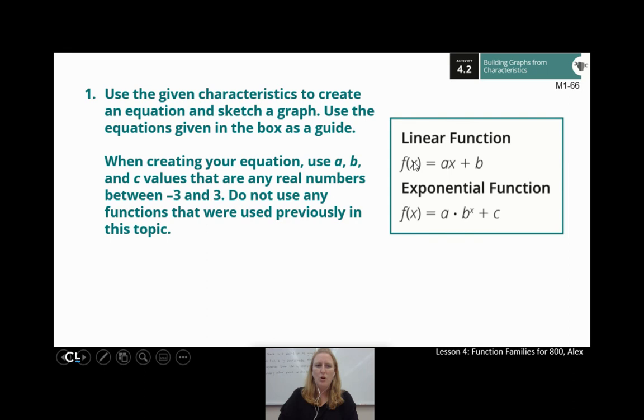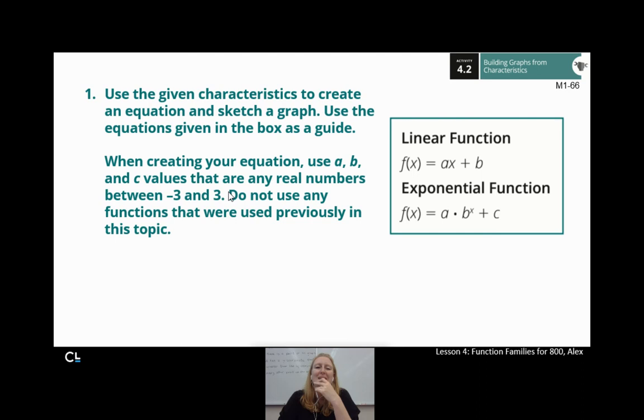And so here are our little equation functions, right? a x plus b, a times b to the x plus c, right? Here's our basic structure. So when creating your equation, use A, B, and C values, and you can put any numbers in here that you like, but to make it easier to graph, we're asking, can you keep those numbers between negative 3 and 3? That would be much appreciated. It'll make it easier to graph.